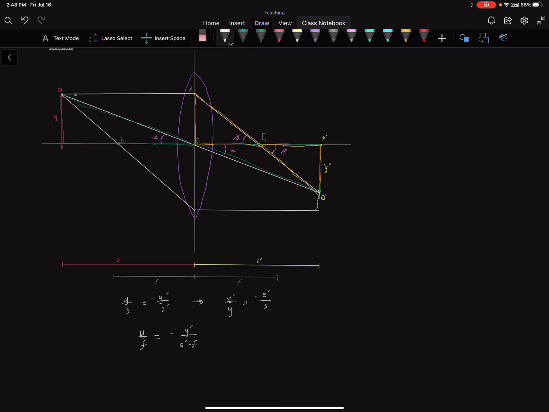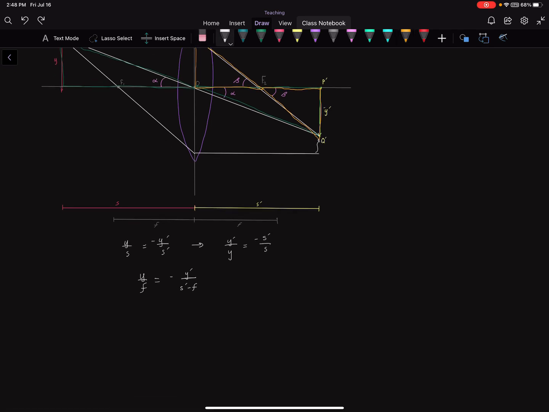Right? So y, this length here, divided by the focal length, which is this length here, is equal to y prime over s prime minus the focal length. So that's that guy, right? Boom. Which we can rearrange again to get that y prime over y relation of negative s prime minus focal length over focal length.